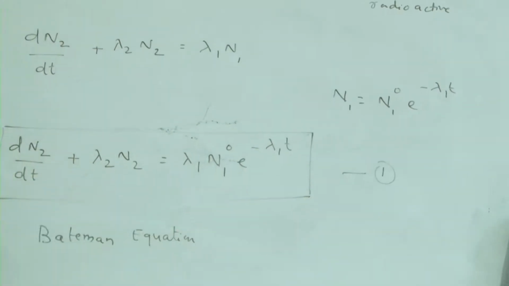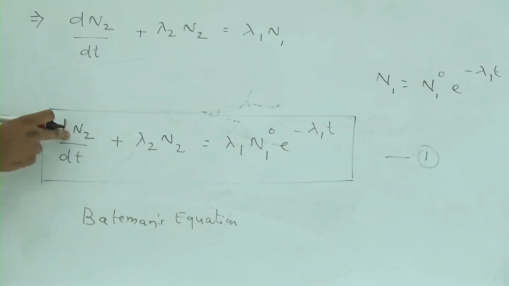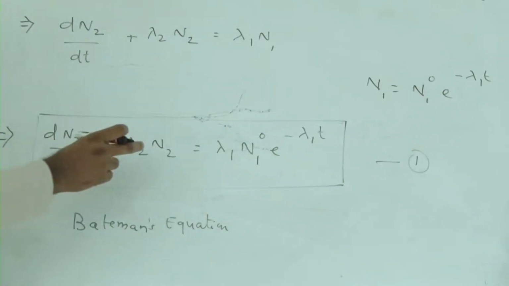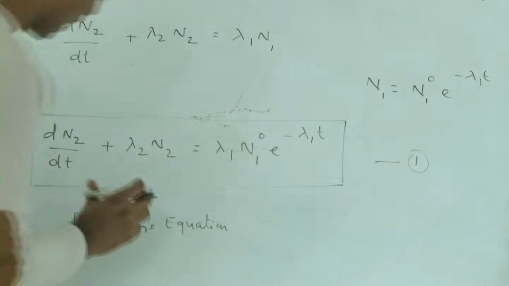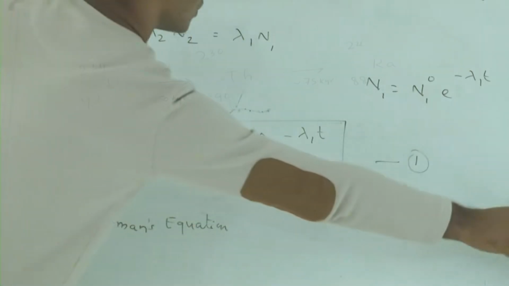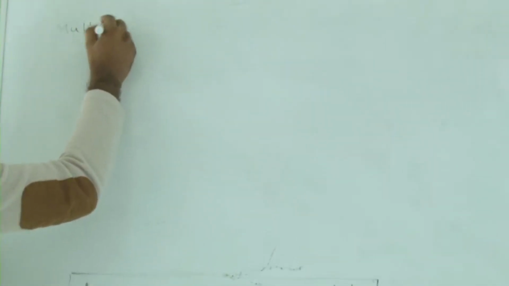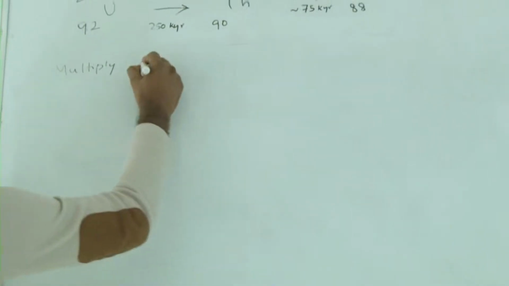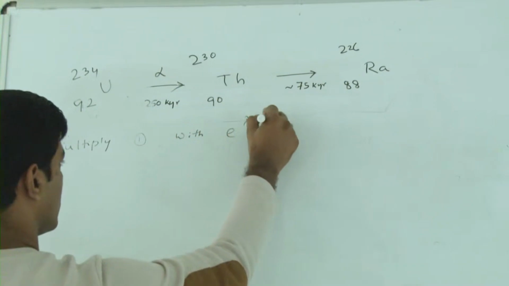So, the Bateman equation actually reflects the rate of change of N2 based on its own decay and the production through the decay of N1 with a decay constant lambda 1. So, we will try to solve this out and see what comes out. Let us say we will multiply equation 1 with e to the power lambda t.